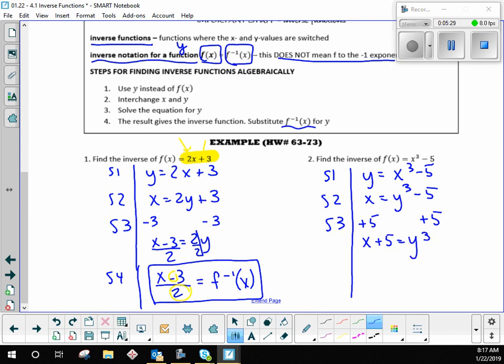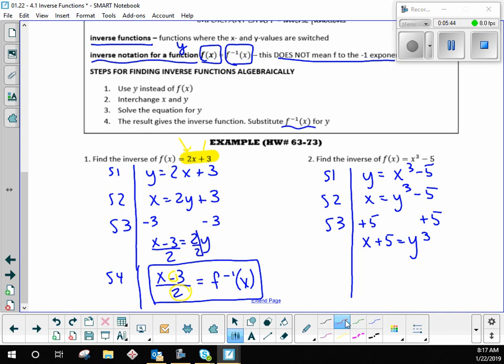So step 1, I replaced f of x with y. Step 2, I switched x and y. So it's now x equals y cubed minus 5. Step 3, I'm going to solve for y. I've added 5 to both sides. Now I have x plus 5 equals y cubed.